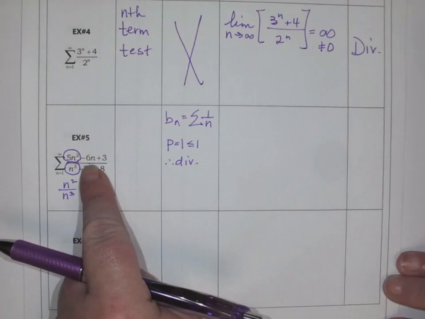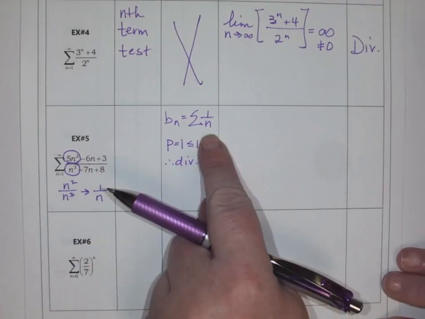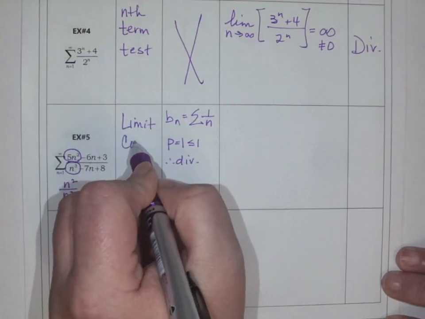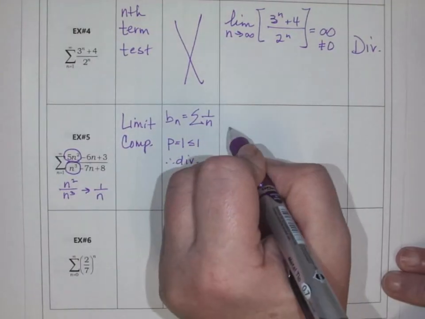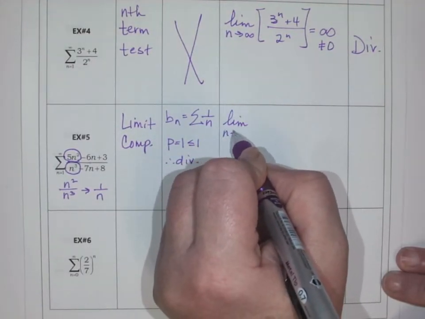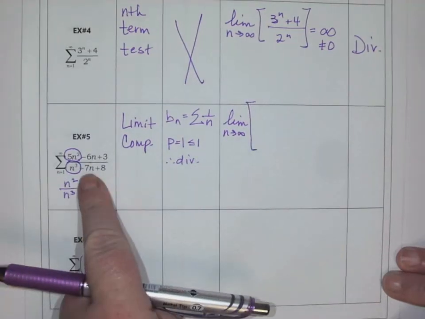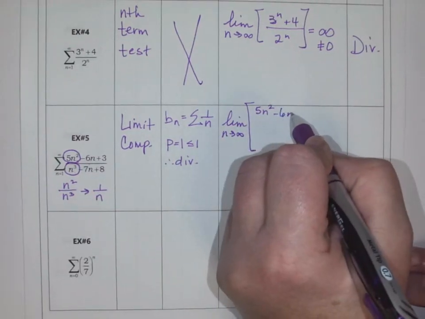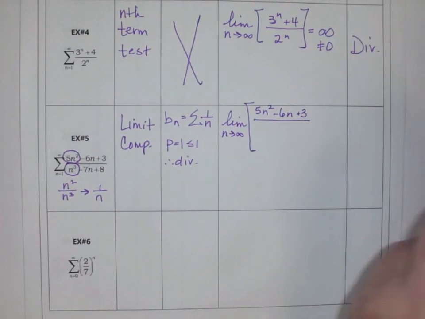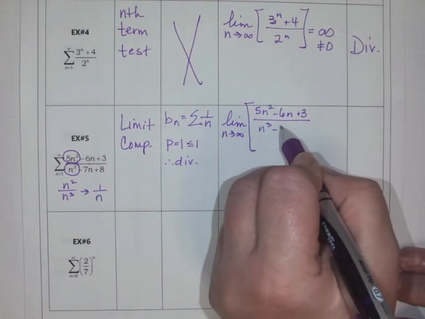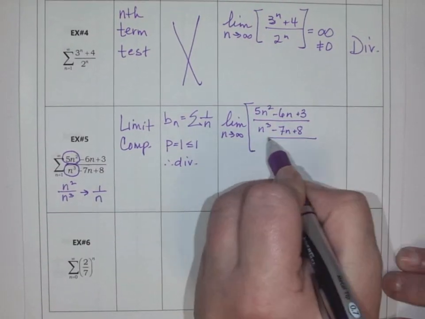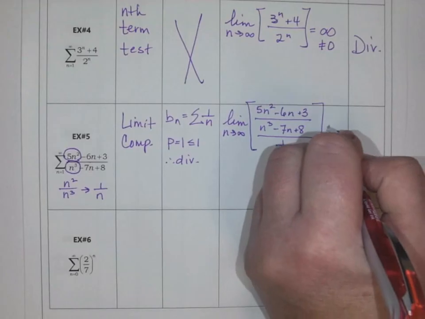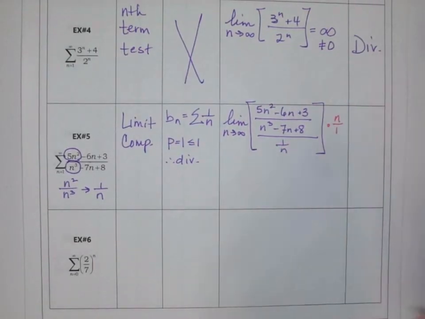Now, this is way too complicated to tell if it's greater than or less than 1 over n. So instead of using direct comparison, we're going to use limit comparison. Remember, with limit comparison, we do the limit as n goes to infinity. We put the one that we were given, which is 5n squared minus 6n plus 3 all over n cubed minus 7n plus 8, and we divide all of that by what we're comparing it to. So now we flip the bottom and multiply.